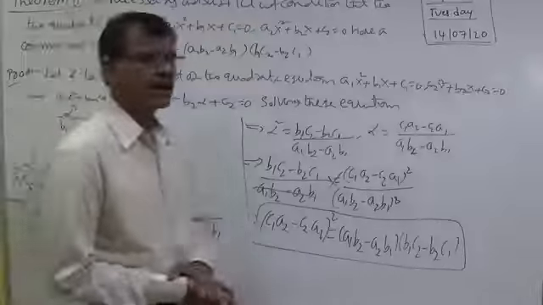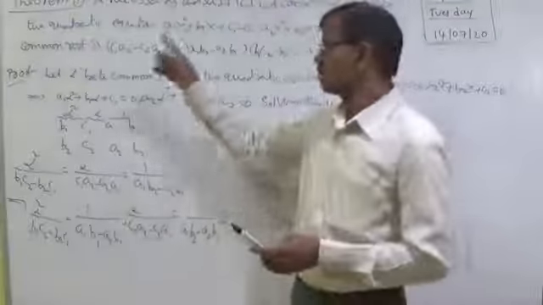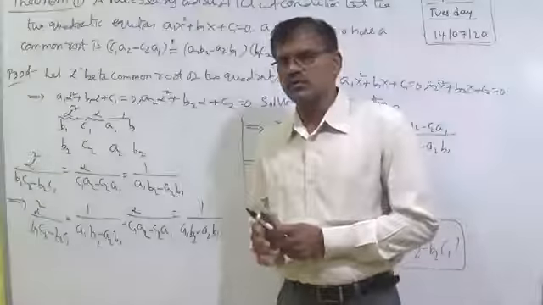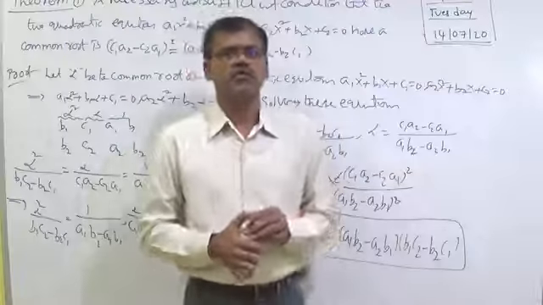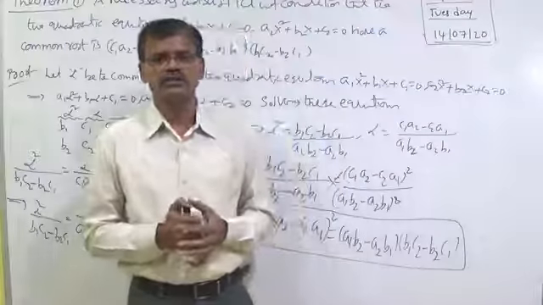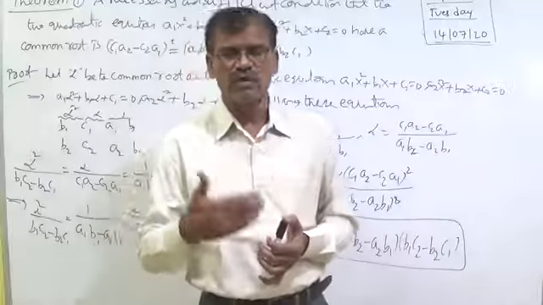Simply remember the formula. The theorem is not at all important. Whenever a question asks about a common root, you should remember the formula: (c1a2 minus c2a1) whole square equals (a1b2 minus a2b1) into (b1c2 minus b2c1).